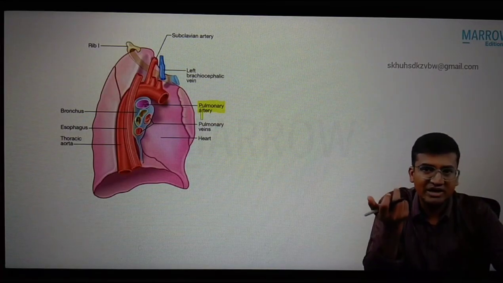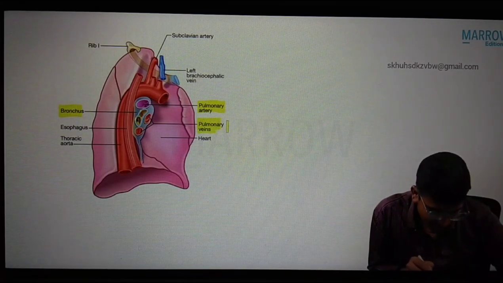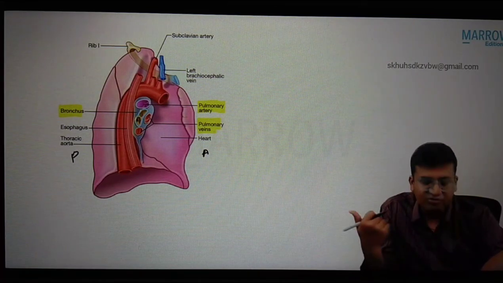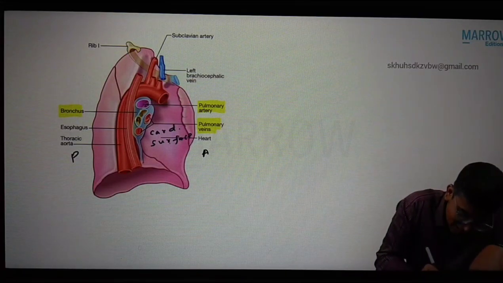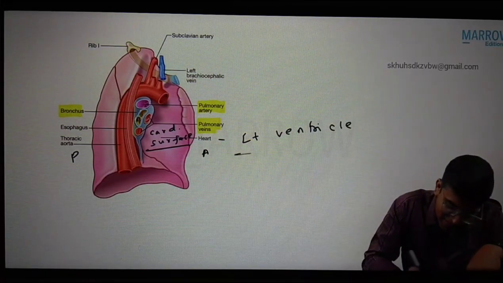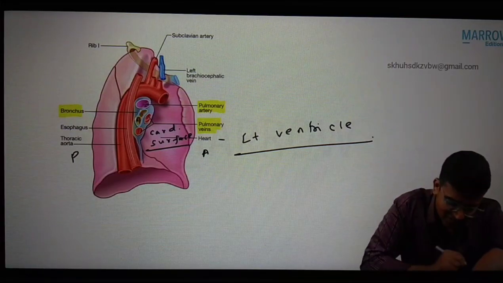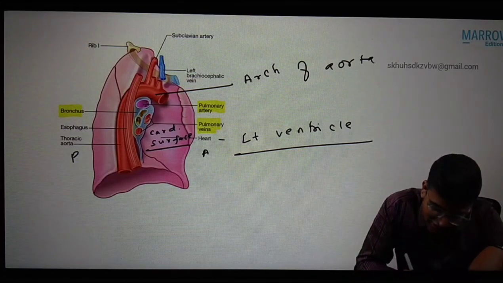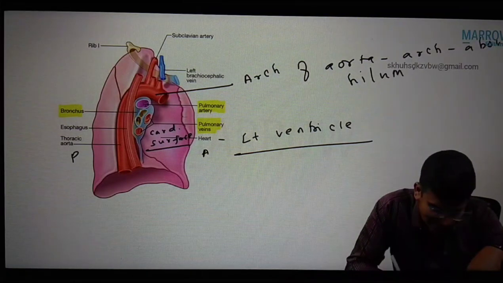Now, the arrangement of structures in the hilum of left lung: the uppermost structure is a pulmonary artery, and then bronchus, hypoarterial bronchus, and then lower pulmonary veins. Now, this is anterior border and this is posterior border. Now, in front of the hilum of left lung, we have the cardiac surface. Now, which part of the heart is related here? Our left ventricle. Now, above the hilum, we are seeing one arch impression, and that is for arch of aorta.